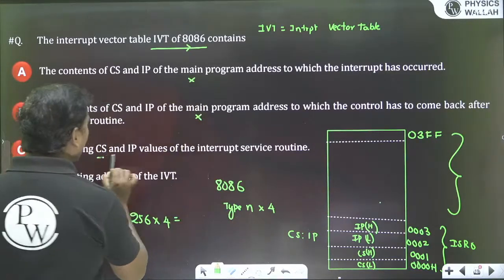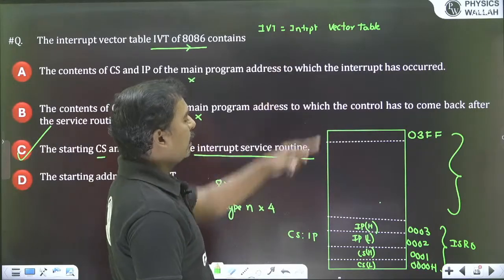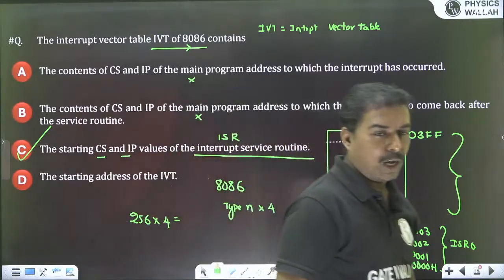The starting CS and IP value of the interrupt service routine is the right answer. IVT stands for interrupt vector table. ISR stands for interrupt service routine. Very good. Option C is the right answer.